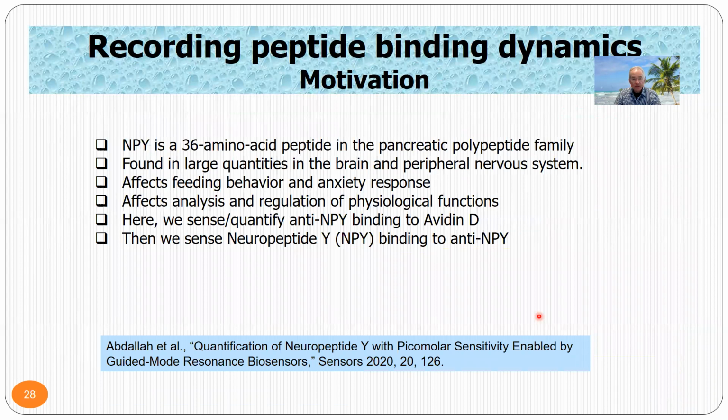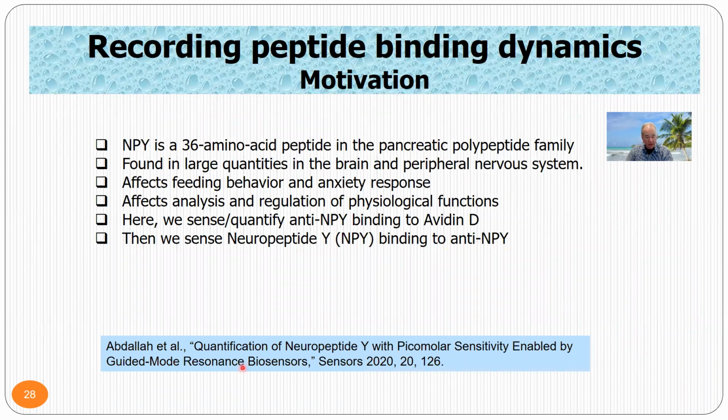So another example is the neuropeptide Y binding dynamics that we measured under an Air Force contract, published in this paper here with our colleagues. NPY, or neuropeptide Y, is a 36 amino acid peptide in the pancreatic polypeptide family found in large quantities in the brain and the nervous system. It affects feeding behavior, anxiety, and regulation of physiological function. So there's some interest in monitoring that.